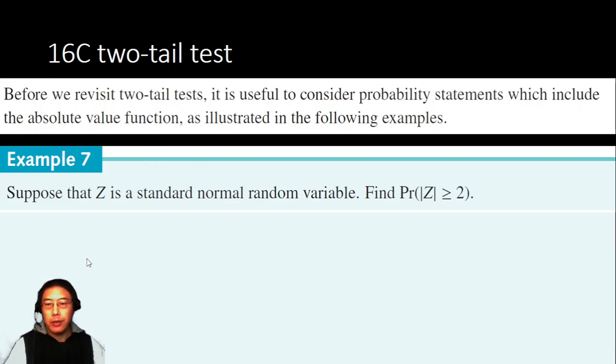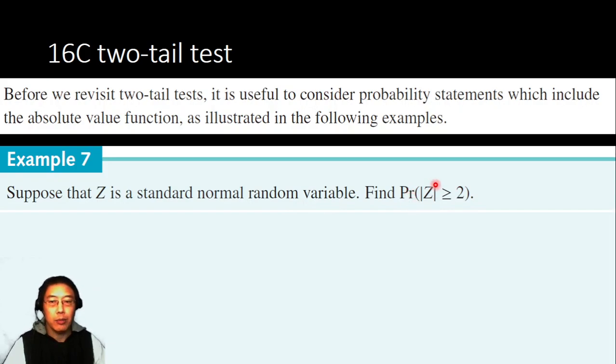Alright, let's continue. We looked at one tail and two tail tests. Now, before we go back to focusing on the two tail test, let's look at a situation using the absolute value function. In the following example, we have a standard normal random variable, and we want to find that probability.